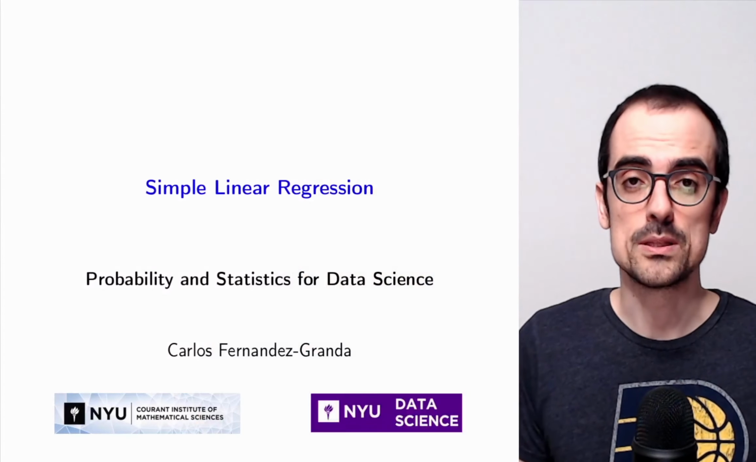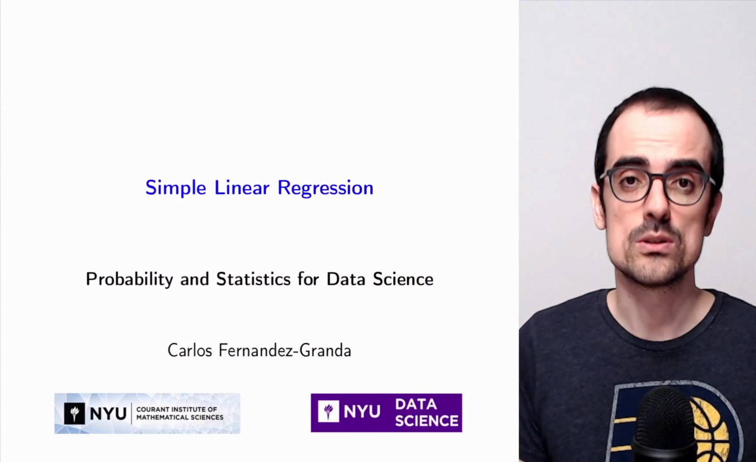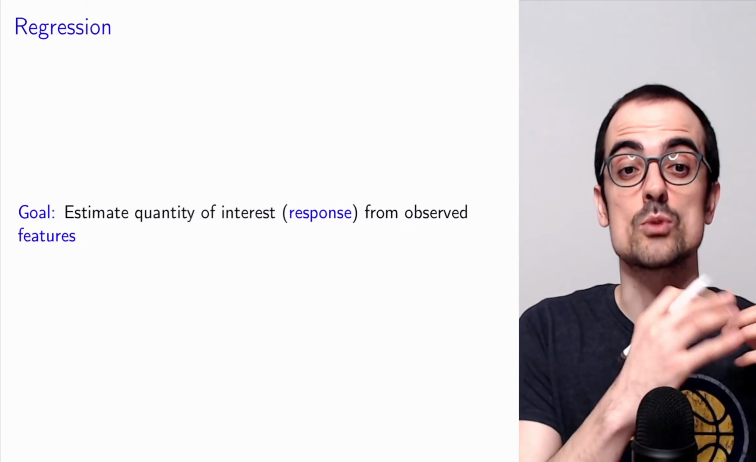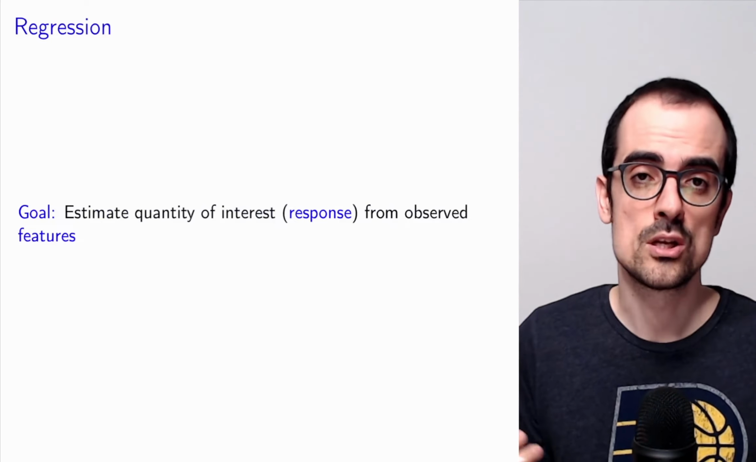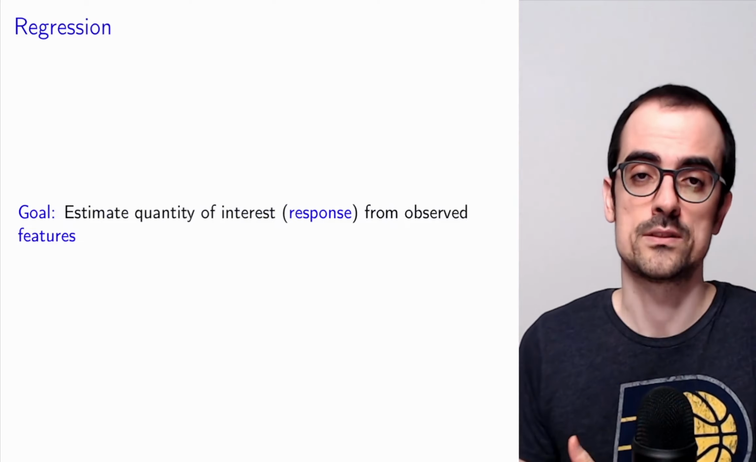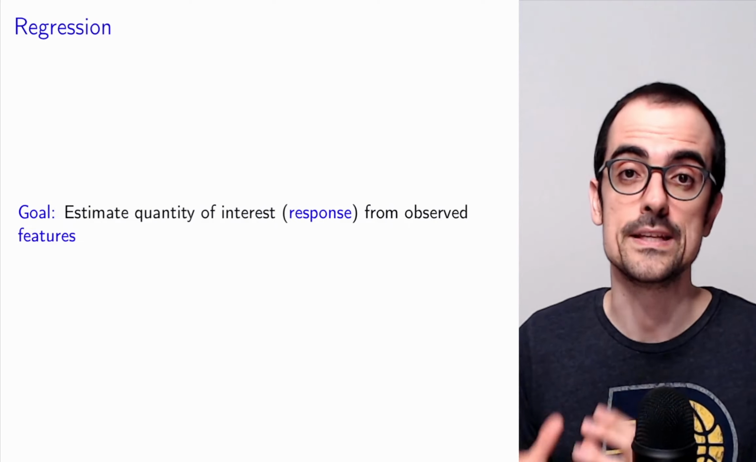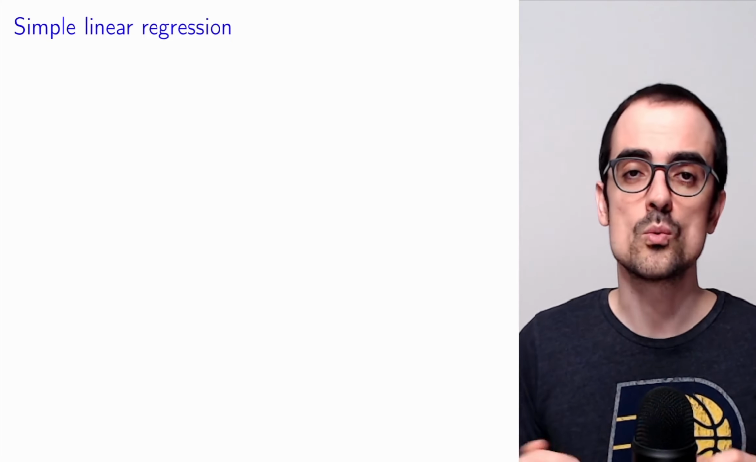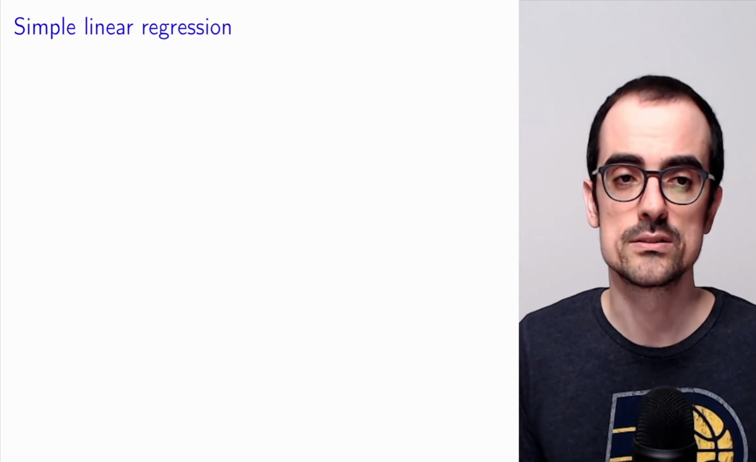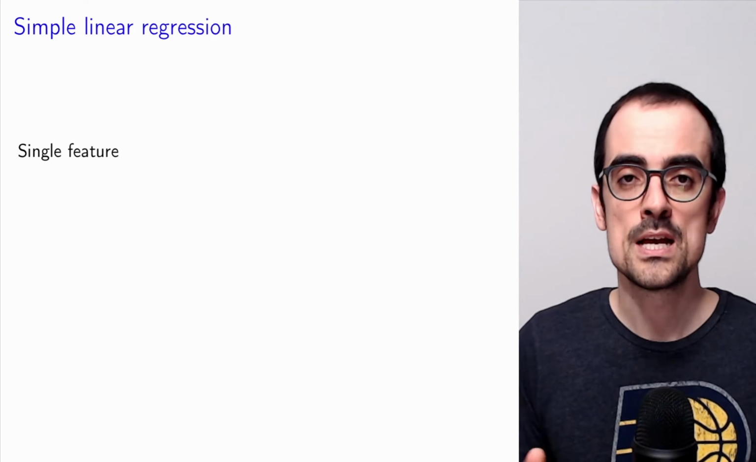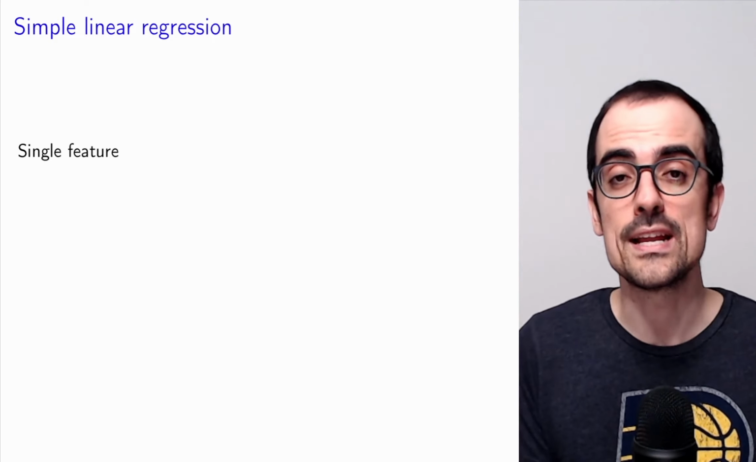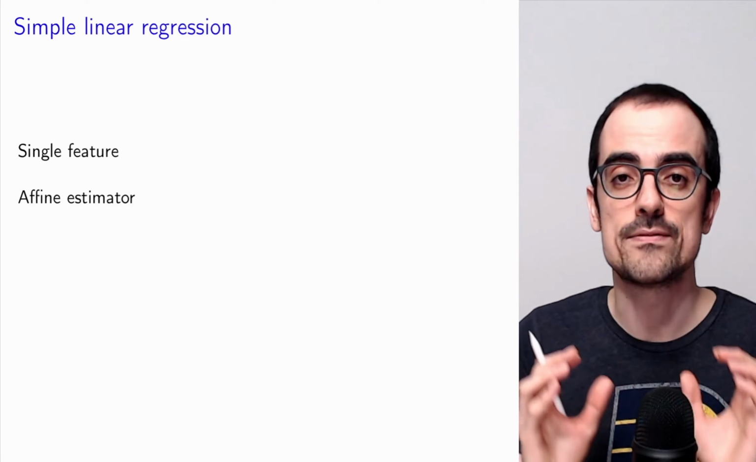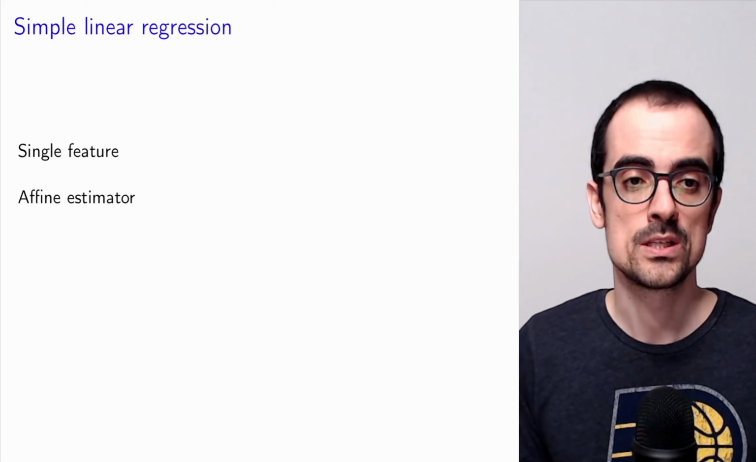We're going to talk about simple linear regression. In general, the problem of regression is that of estimating a certain quantity of interest that we're going to call the response from observed variables that we call features. In the case of simple linear regression, we only have a single feature, a single observed variable, and we constrain our estimate of the response to be an affine function of the feature.